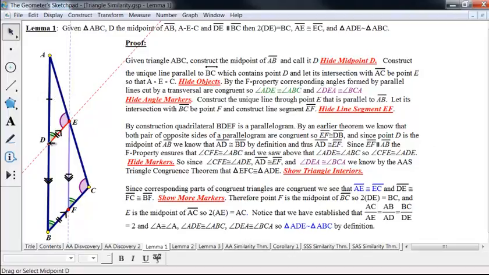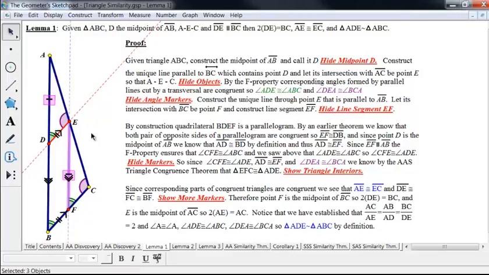So since this was a midpoint, we have this segment from AD is congruent to the one here from D to B. We have the one from E to F is congruent to the one here. So that means that one right here is congruent to the one up here from A to D, because all three of these are congruent. Use your transitivity of congruence there.